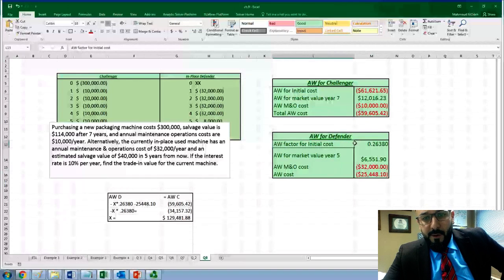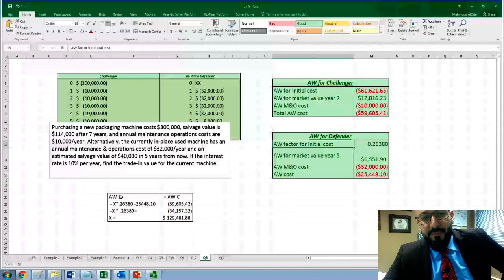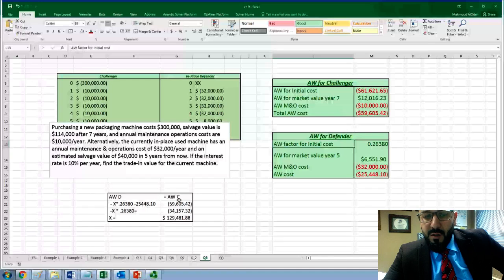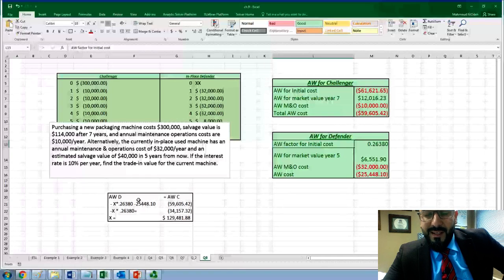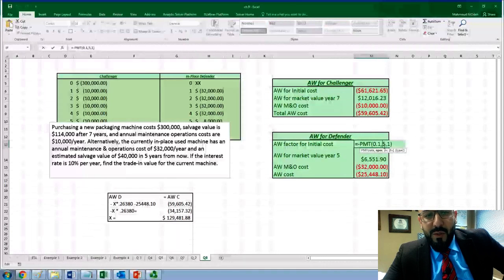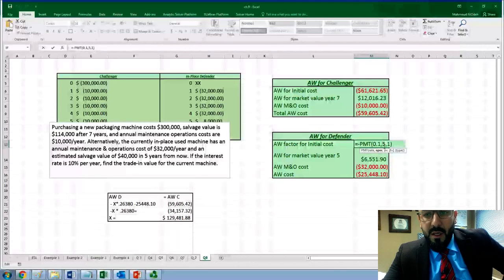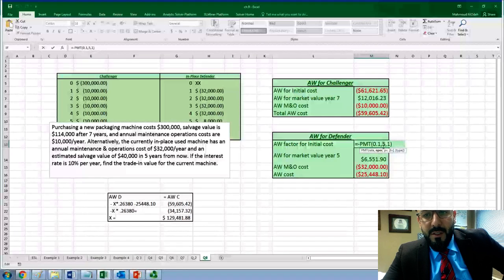Here, for the annual worth factor, we need to make the annual worth for the defender equal to the annual worth of the challenger, but we don't know exactly what the market value, the trade-in value, would be. But we still need to convert this from present value into the annual worth, and therefore we have to consider the parameter using the interest rate tables.